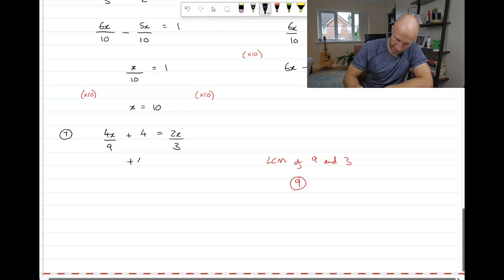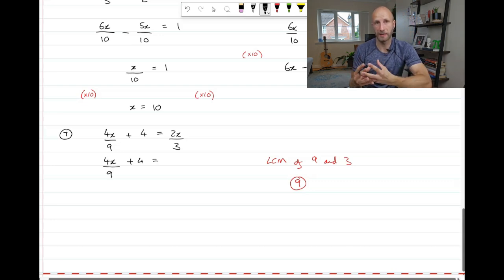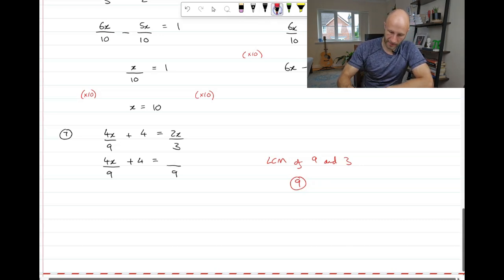So I'm not going to change the plus 4, it's just going to sit there. I'm not going to change the 9 on this one, so that fraction won't change because I picked 9, so there's no need to change that. It's this one on the right that I need to change. And again, if I've times the bottom by 3 here, I need to do the same to the top, times the top by 3 to balance it all out.